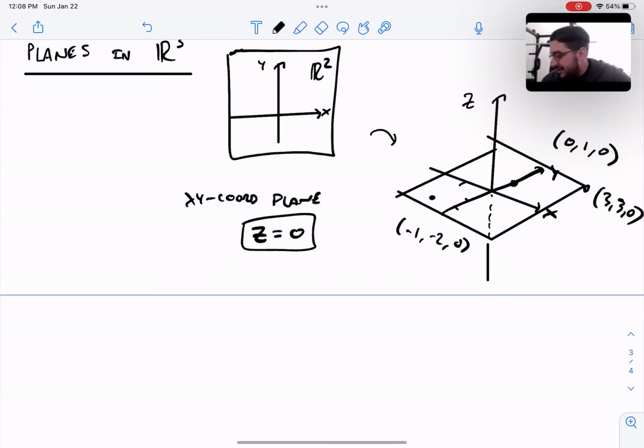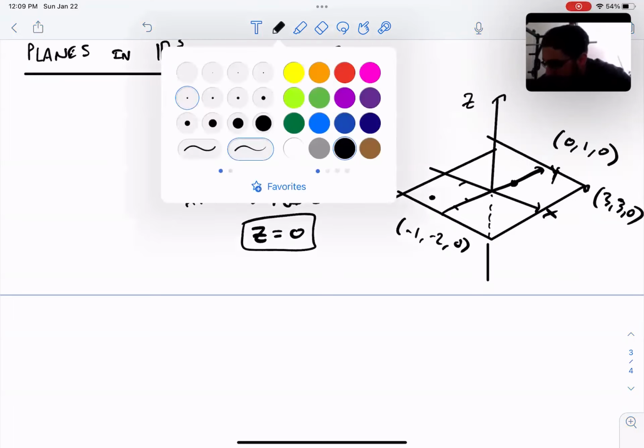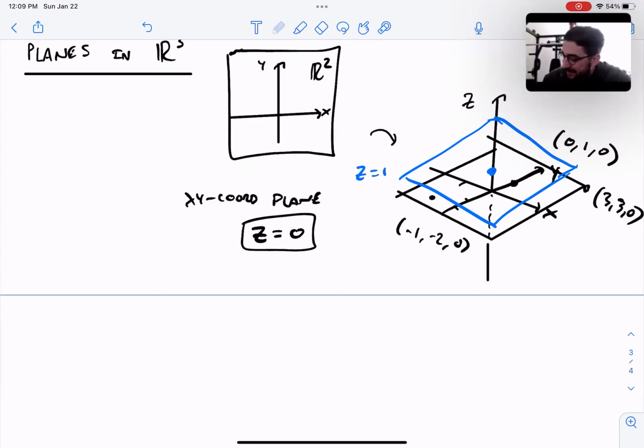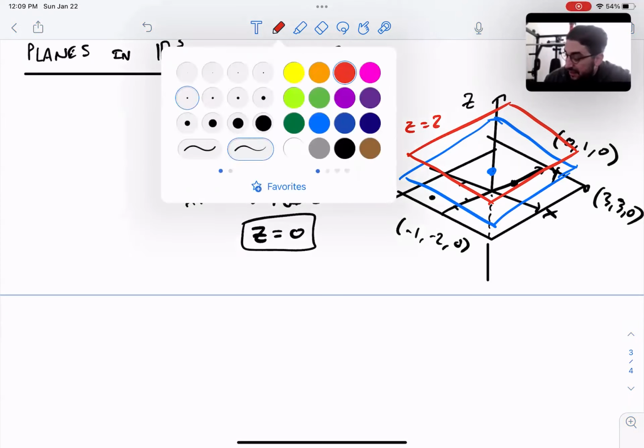So probably the easiest plane to find an equation for would be the XY plane. But then you can imagine finding other planes. For example, there are all these parallel copies of the XY plane. I could take that plane and move the whole thing up one unit. Well, that's going to be the plane z equals 1. And I could move it up one more unit, and that's going to be the plane z equals 2. So that's one nice family of planes that we can talk about.